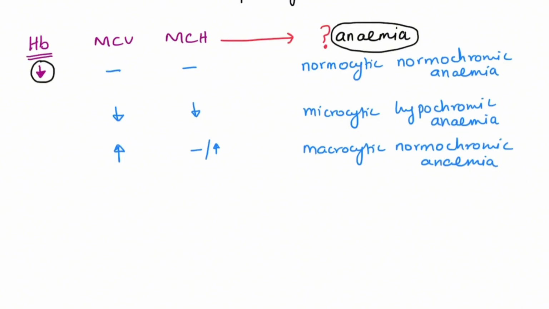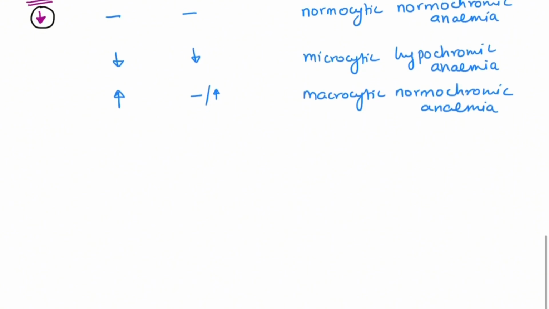Now we have the third presentation in which the MCV is high and the MCH can be normal or it can be high as well. So that would make it macrocytic normochromic anemia. As we know, it could be in B12 deficiency, folate deficiency as well, and the liver diseases. So that's it about the RBCs.